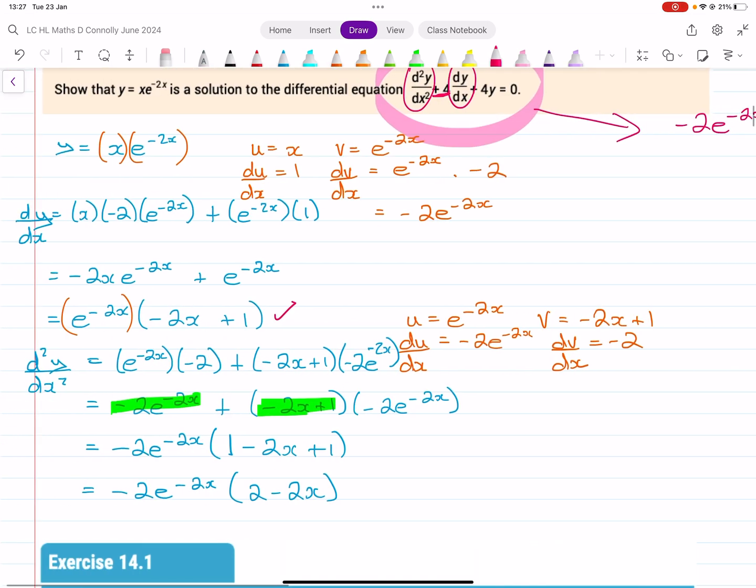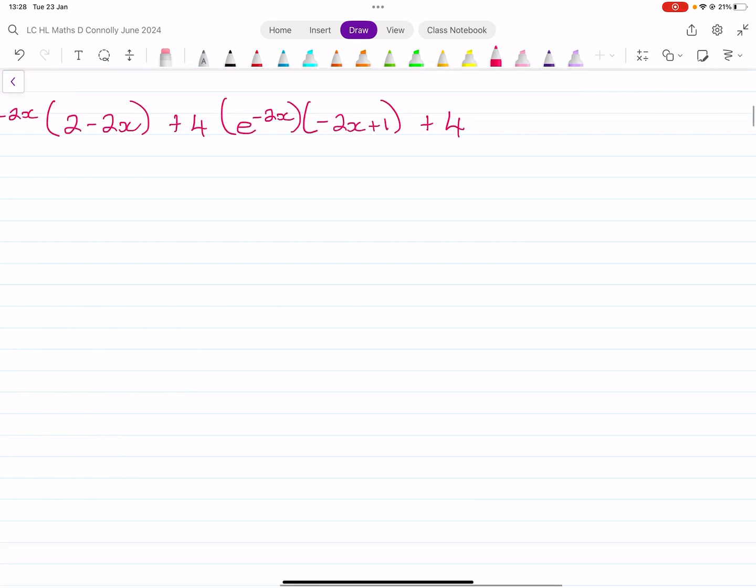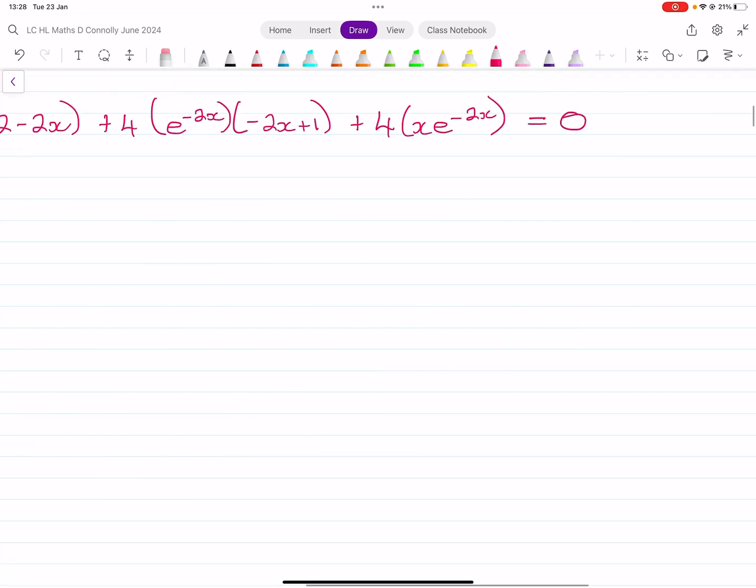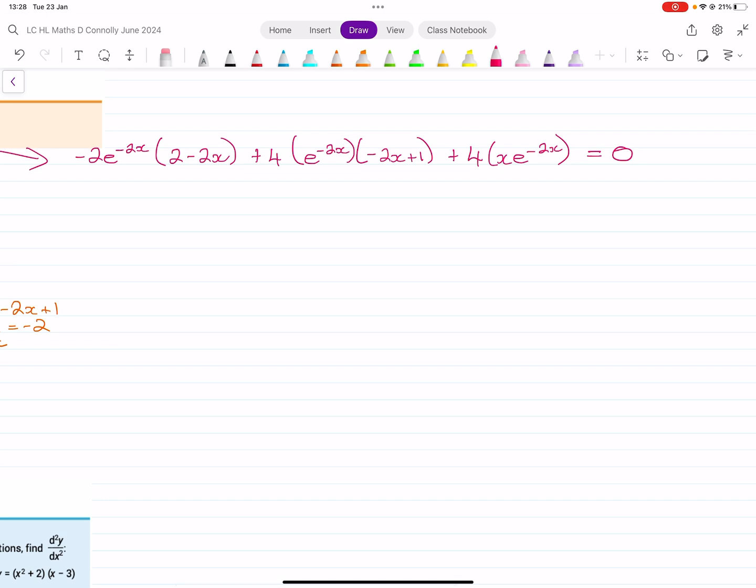Oh, sorry, and we need to sub in y, which is here. So x e to the minus 2x, and hopefully we're trying to show that that equals 0. So it should massively simplify. Well, right, so this one I should be able to just multiply like that. Always careful with indices, but the 2 by the minus 2 gives me minus 4e to the minus 2x, and then plus 4xe to the minus 2x.